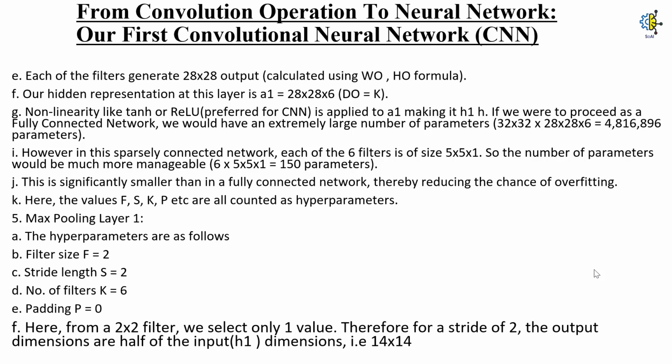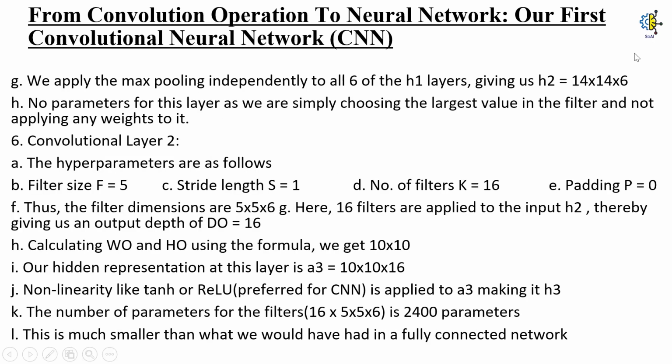Max pooling layer 1. The hyperparameters are as follows. Filter size is 2, stride length is 2, number of filters 6, and padding is 0. Here, from a 2 cross 2 filter, we select only one value. Therefore, with a stride of 2, the output dimensions are half of the input dimensions, that is 14 cross 14. We apply the max pooling independently to all 6 of the H1 layers, giving us H2, that is 14 cross 14 cross 6. No parameters for this layer as we are simply choosing the largest value in the filter and not applying any weights to it.